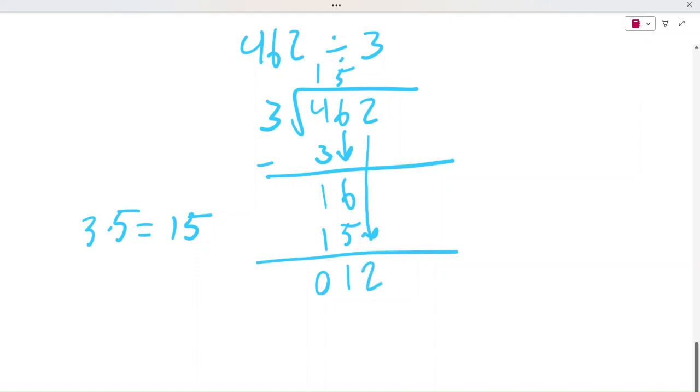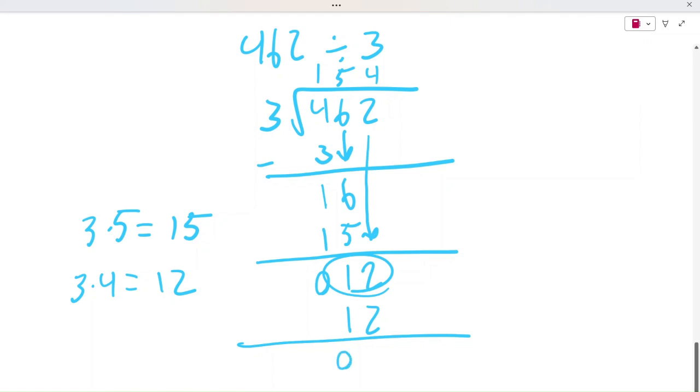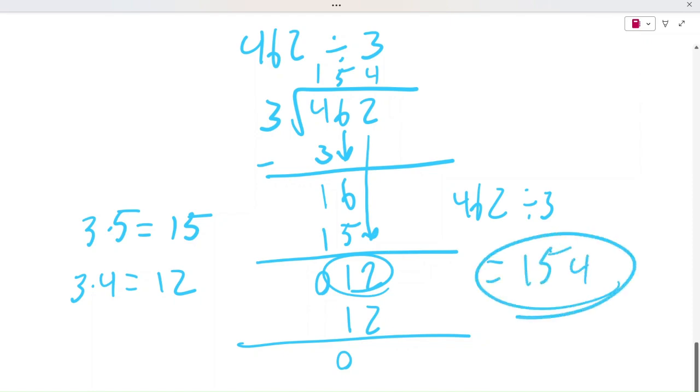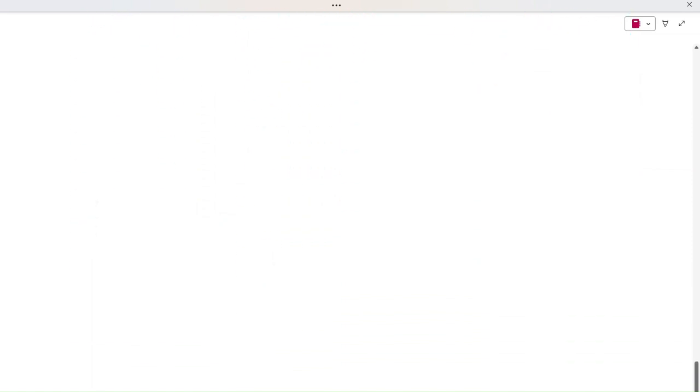So we have 12. Okay, so now we do this all again. 3 can go into 12 how many times? We know 3 times 4 equals 12. So it goes in 4 times, with the 4 up top. 3 times 4 is 12. 1 minus 1 is 0. 2 minus 2 is 0. So now we have no remainder. So we could say 462 divided by 3 equals 154.